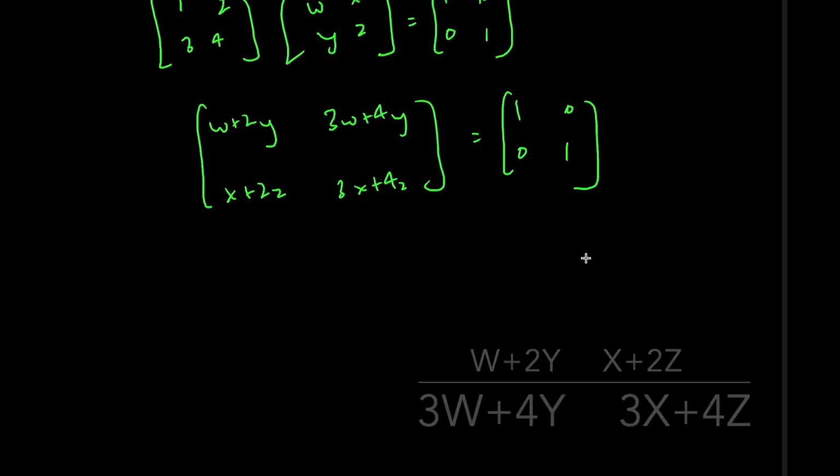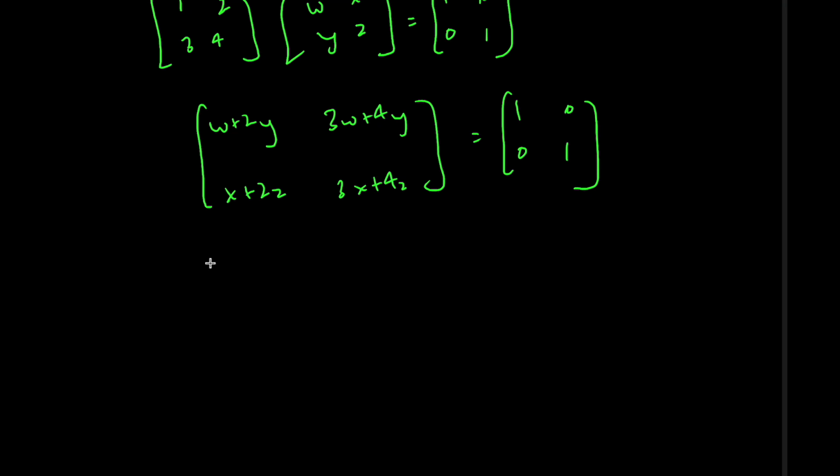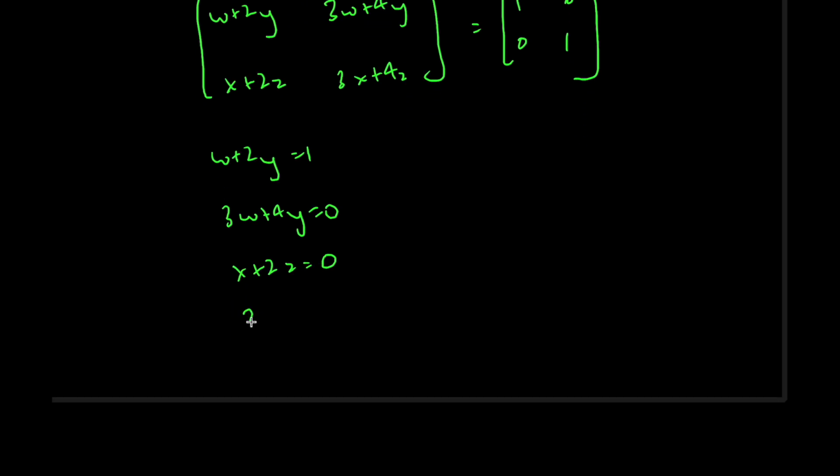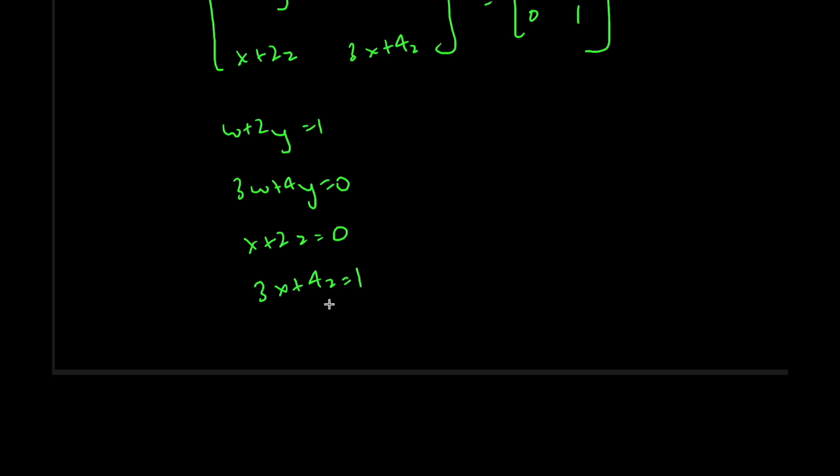So I guess I just use systems of equations. W plus 2y is 1. 3w plus 4y is 0. x plus 2z is equal to 0. 3x plus 4z is equal to 1. So I'll just use systems of equations then. I can multiply the first by 2. This gives us 2w plus 4y is equal to 2. And here we have 3w plus 4y is equal to 0.